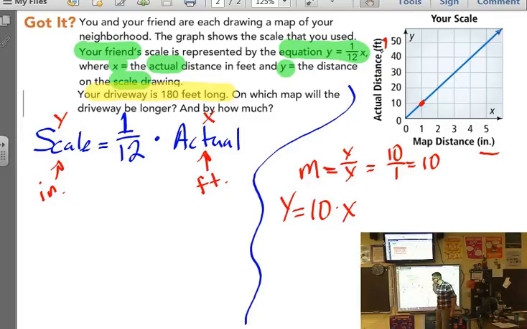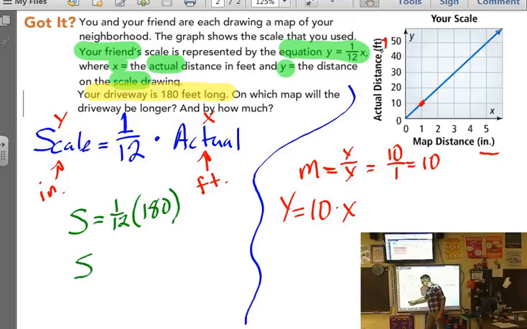So when I come over here to plug in, that's going to tell me that my scale distance will be 1/12 of 180. And 1/12 of 180, what would 18 divided by 12 be? Well, that would be like 3 over 2.